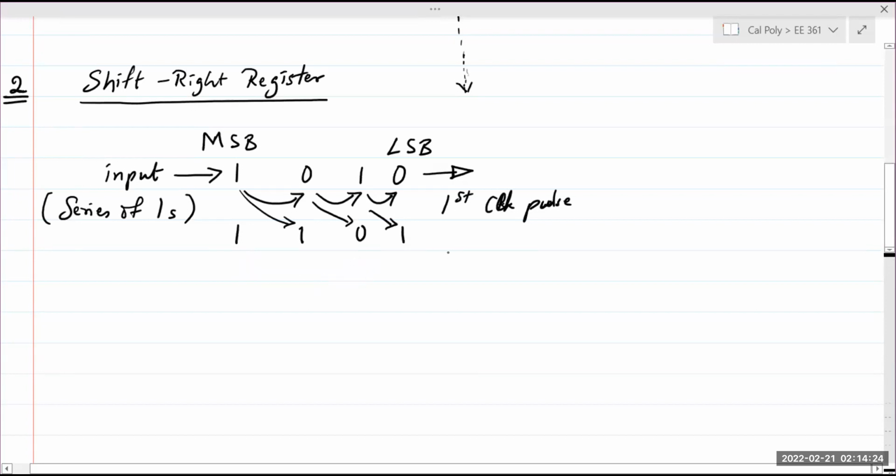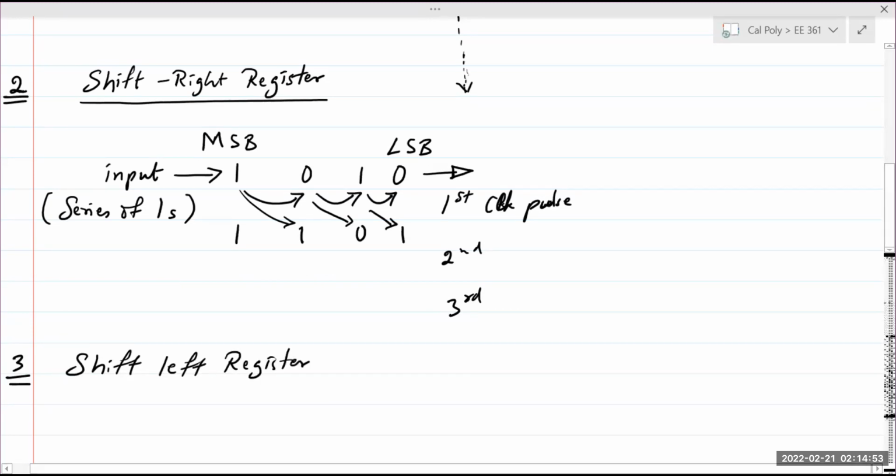Now you can simulate what happens when the second clock pulse arrives and the third clock pulse arrives. All of the data just keep shifting towards the right, 1 bit at a time. And then you just determine what the contents are after 3 clock pulses, meaning 1, 2, and 3. Question number 3 is exactly the same, but now you have a shift left register.